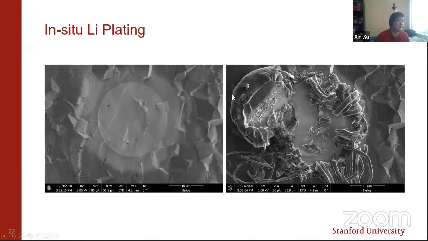And you can see before lithium plating and after lithium plating. In the continuous, dense lithium film, there's no lithium plating, only dendrites and cracks, even if it's only 100 nanometers thick. So all of the lithium plating occurs around the halo regions.